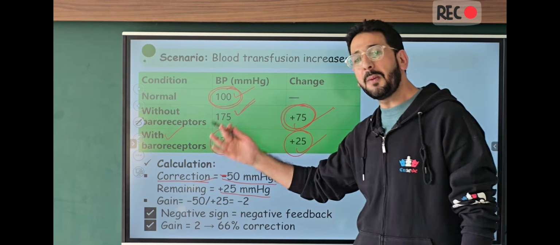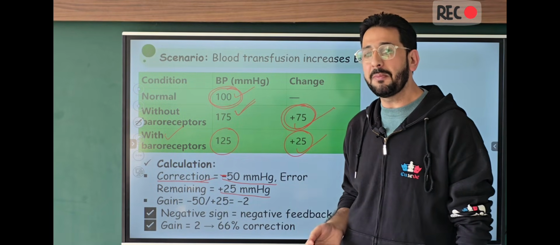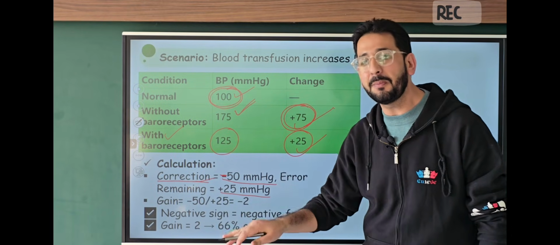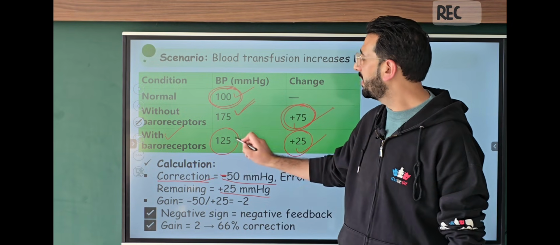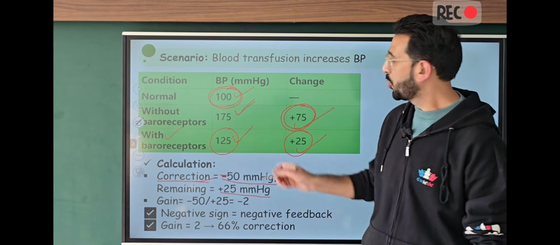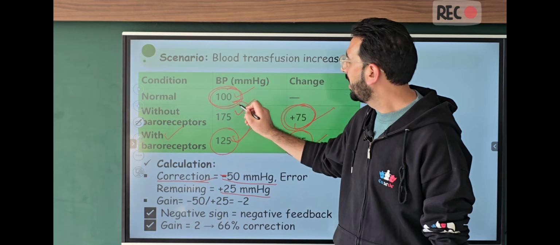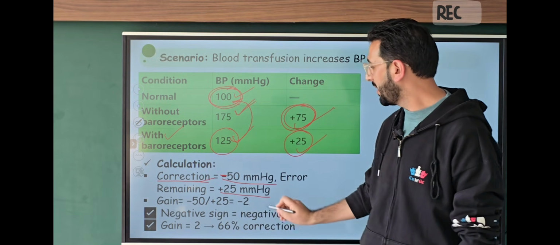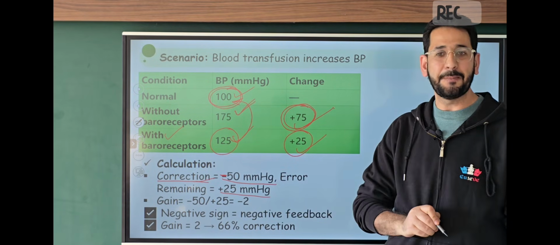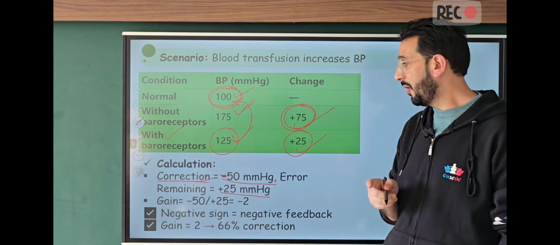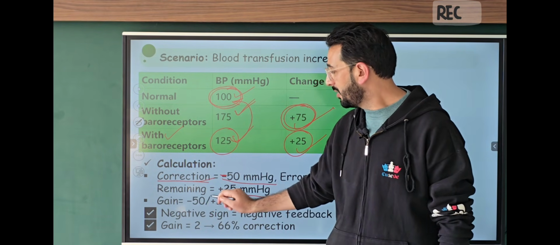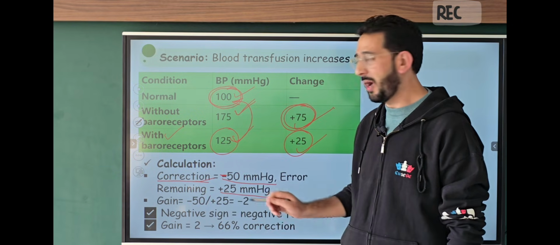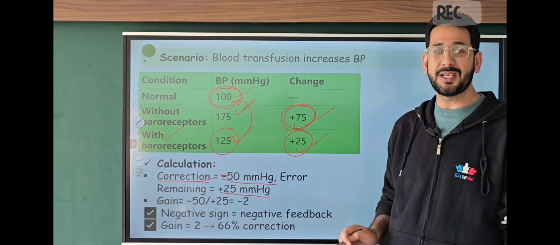Okay, and error remaining is 25 mmHg, because the actual was 100 mmHg, but even if the baroreceptors also acted, baroreceptors tried to bring the blood pressure back to normal, but it is still not 100, it is 125 mmHg. So 125 minus 100 is the error remaining, that is 25 mmHg. Now, applying that formula, what I told you, gain is equal to correction divided by error remaining, that is minus 2. Okay, so minus 2 is the gain.